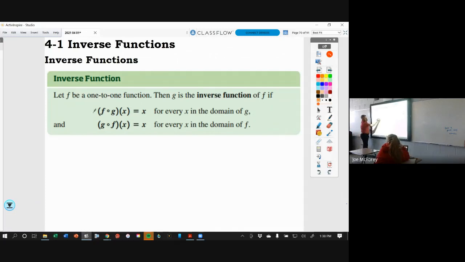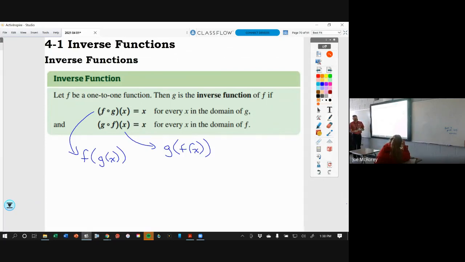Just recall that f of g of x means the same thing, and I prefer to write it like this, but it means the same thing. I'm going to take the g function, whatever that is, and plug it into the f function. And of course, this other one would mean g of f of x. I'm going to plug the f function into the g function, and if my end result is x for both of these, then they are inverses. I actually did that wrong on the test. I was questioning myself so much on the test with that.